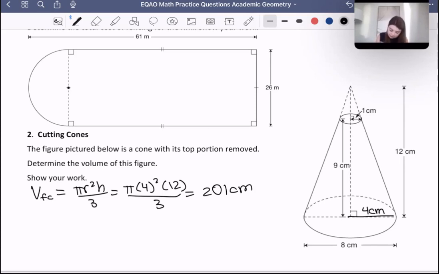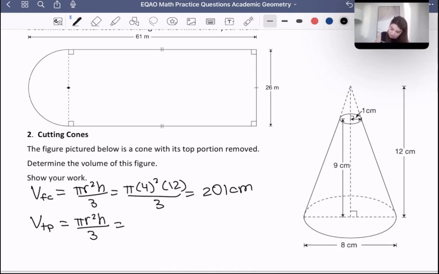Now I'm going to find the volume of the chopped part. So the top, or we'll do TP for top portion, because that's the language they use in the example. So I'm just going to use the same language they did. So what's the volume of the top portion? That's going to be pi r squared h over 3 again.